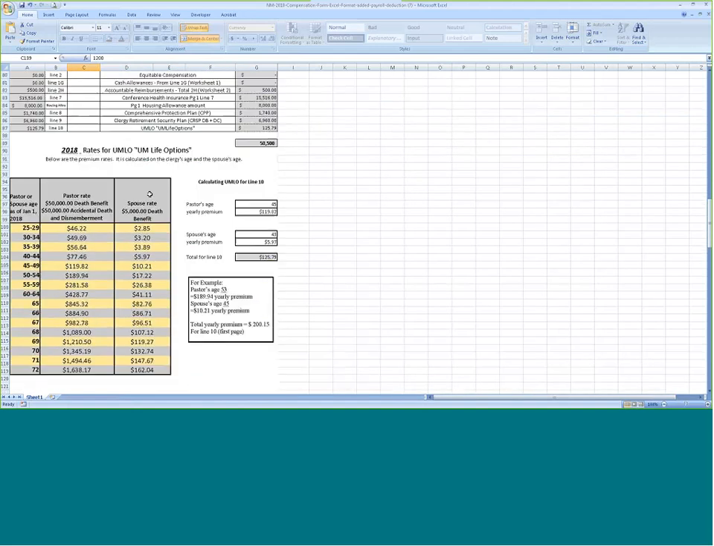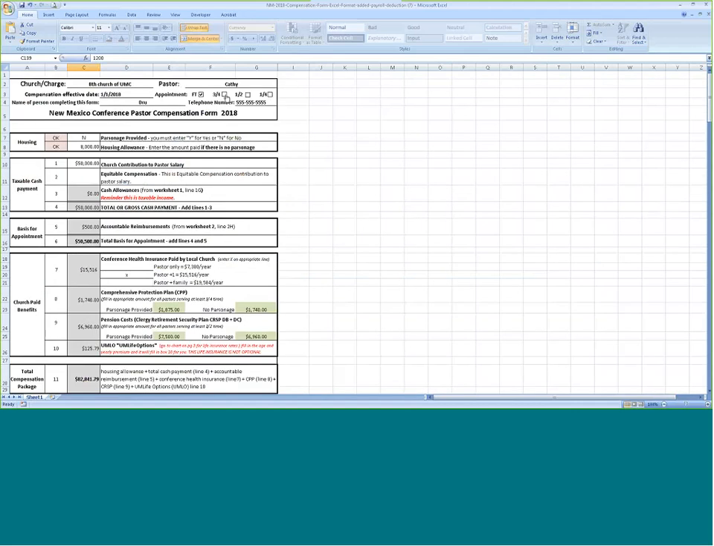Okay, so let's go back up here. Say the pastor is half-time or quarter-time. You need to understand, as you see here, if the pastor is at least three-quarter time, they are eligible for both the CPP and the CRSP. If they're half-time, they're not eligible for the CPP. However, they are eligible for the life insurance, and if this is the case, then long-term disability will be included in the UM Life options. So they do get some long-term disability, and they do get some life insurance if they're half-time or less.